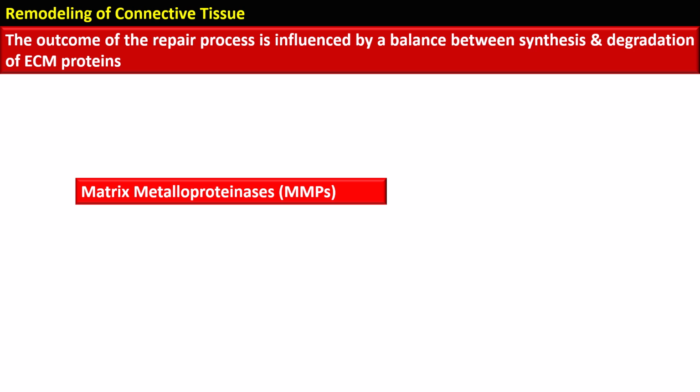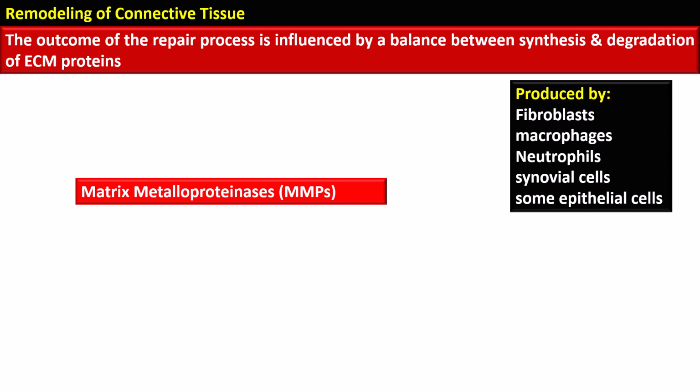These are zinc-dependent enzymes that degrade various extracellular matrix components. The sources of these MMPs are fibroblasts, macrophages, neutrophils, synovial cells, and some epithelial cells.